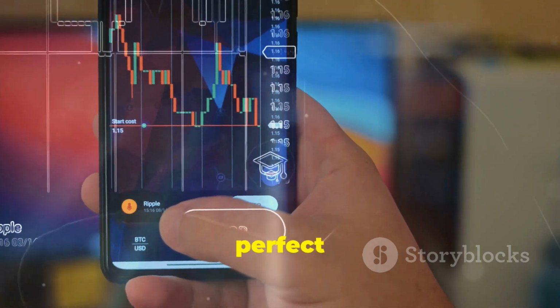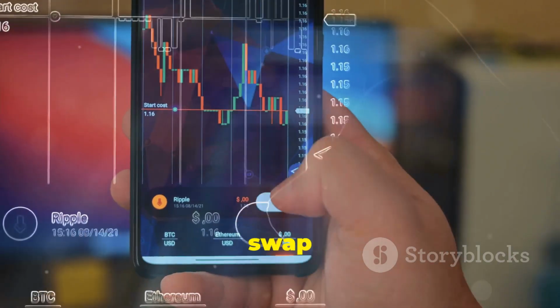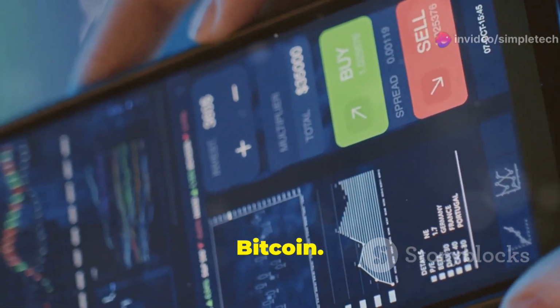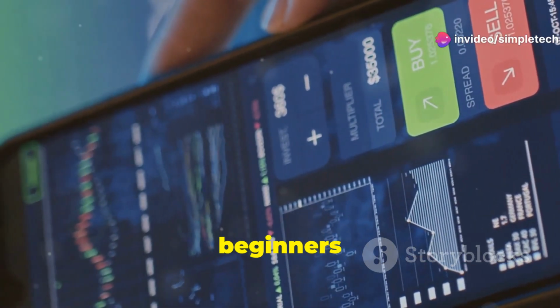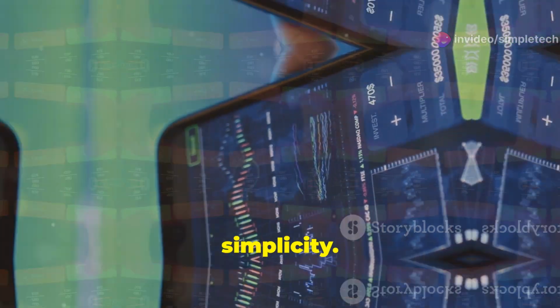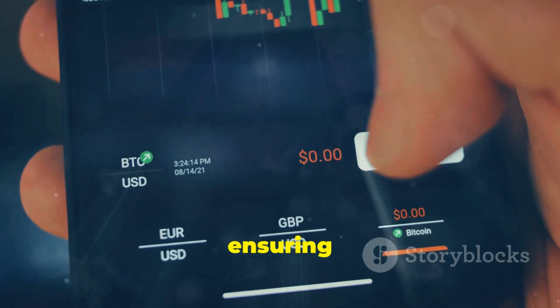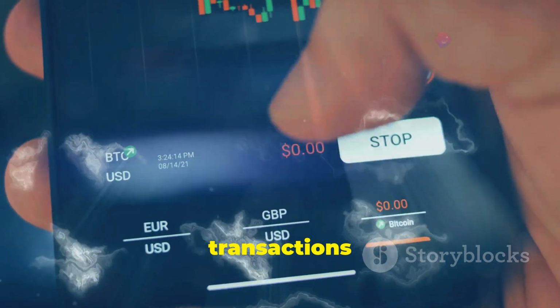Direct conversion is perfect for those who want a fast and hassle-free way to swap their USDT for Bitcoin. This method is ideal for both beginners and experienced traders who value efficiency and simplicity. OKX makes this process incredibly simple and straightforward, ensuring that you can complete your transactions with minimal effort.